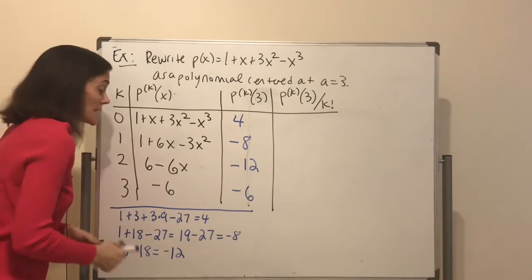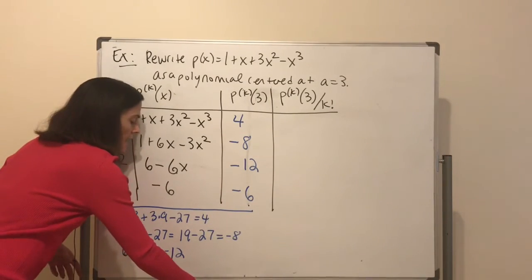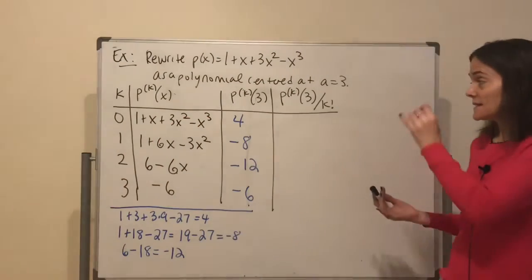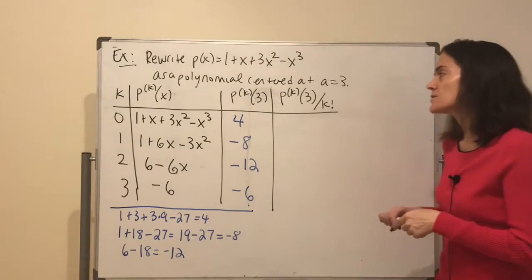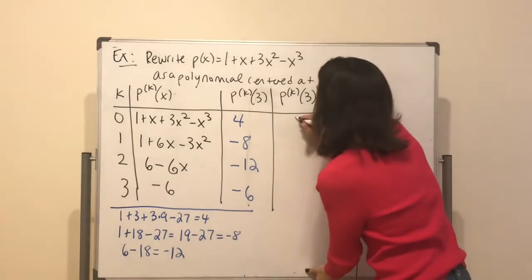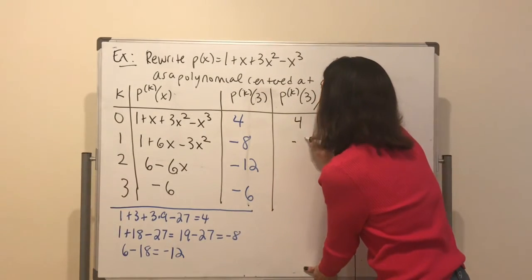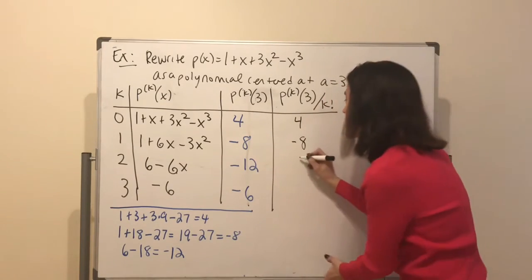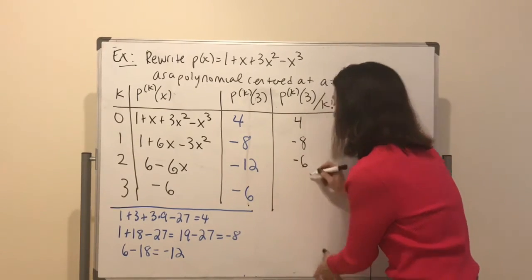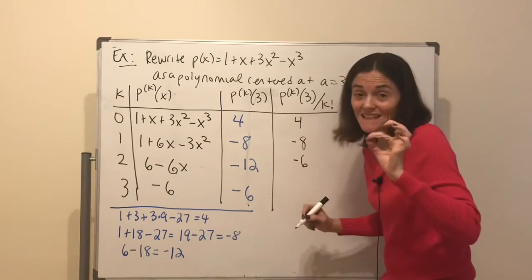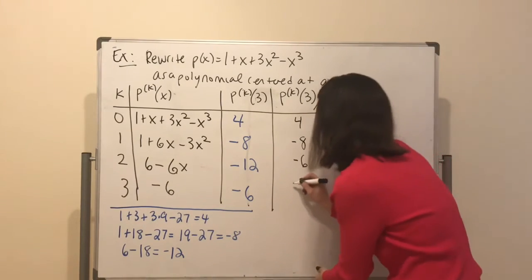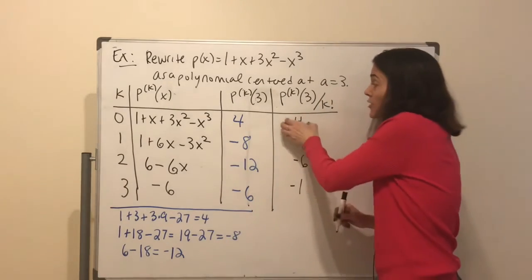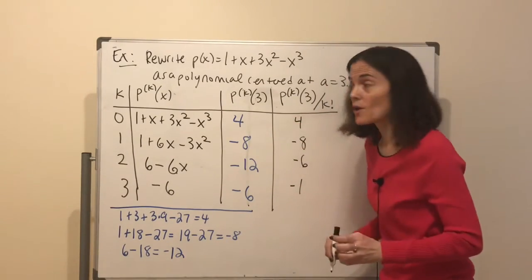Okay, I evaluate each one at 3, and then finally, I divide by k factorial. 0 factorial is 1, 1 factorial is 1, 2 factorial is 2, so this is going to be minus 6. 3 factorial is 6, so this is going to be minus 1. Now I am ready. These are the coefficients in my polynomial.